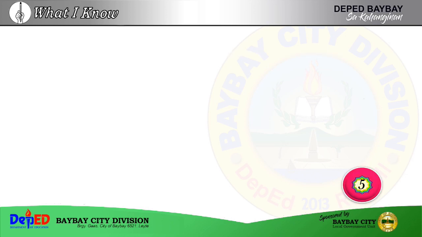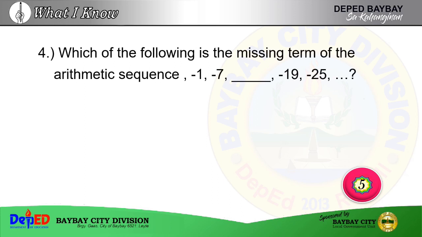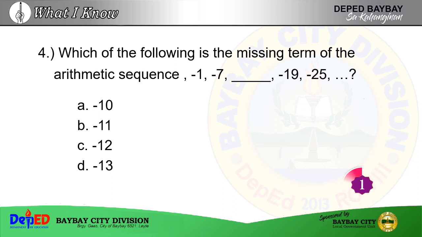Number 4. Which of the following is a missing term of the arithmetic sequence negative 1, negative 7, negative 19, negative 25? A. Negative 10. B. Negative 11. C. Negative 12. D. Negative 13. The correct answer is letter D. Negative 13. Very good.